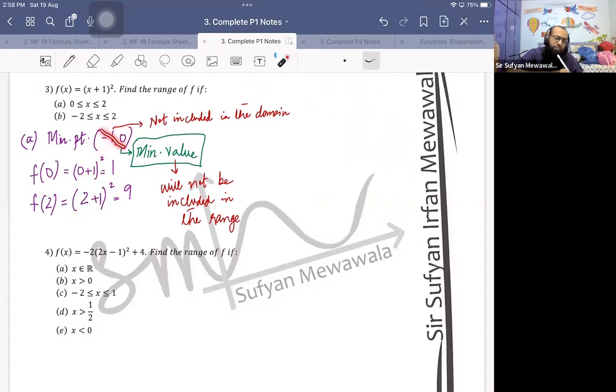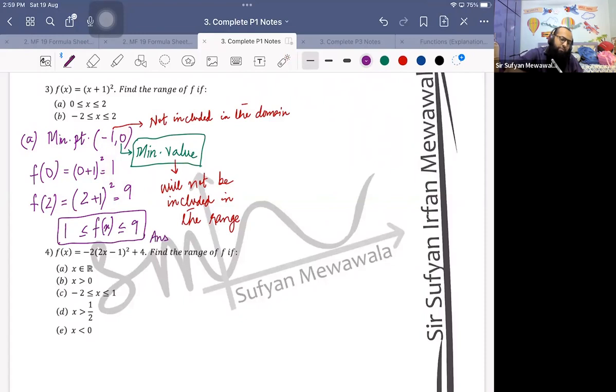So -1 is not included. So 0 is also not included. So our range will only be focused on values 1 and 9. We are going to give our answer. f(x) lies between 1 and 9. This will be our final answer.